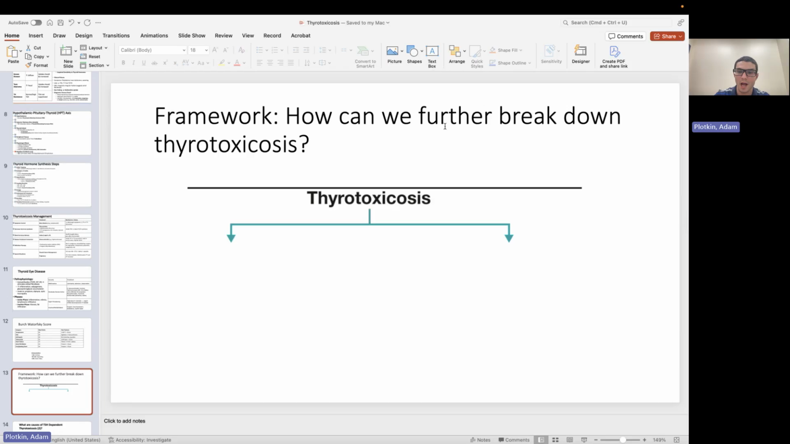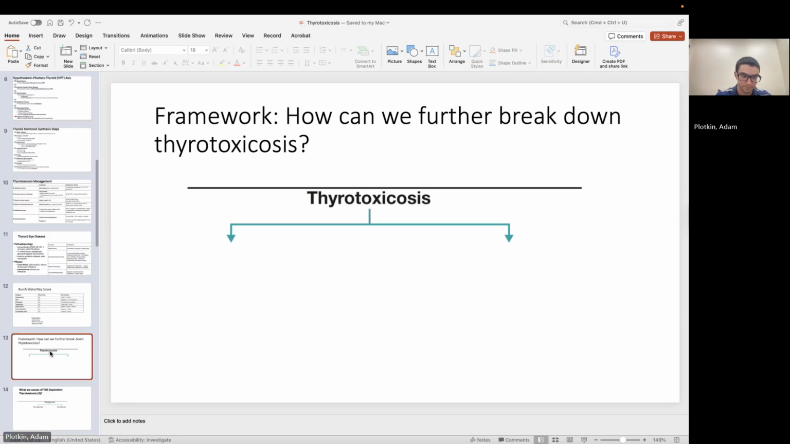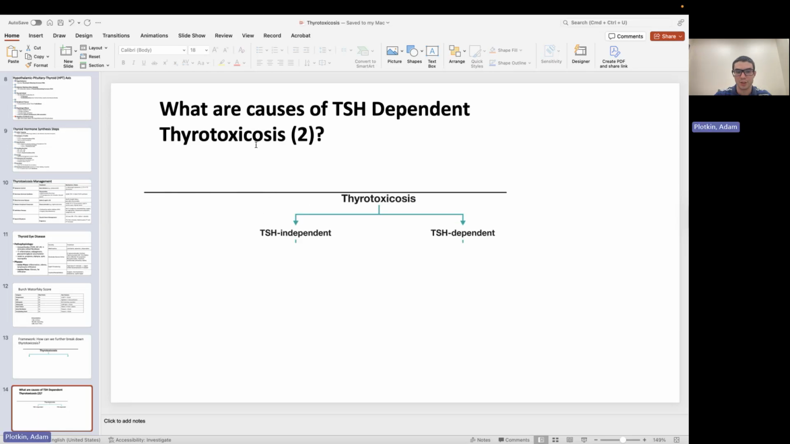All right. So how can we further break down thyrotoxicosis? I can break it down 2 ways. So pause your screen and think about how you would want to classify a patient with thyrotoxicosis in broad buckets. So I think about thyrotoxicosis as TSH independent or TSH dependent, right? So is TSH running the show? Do we have an increased amount of TSH that's stimulating my thyroid hormone? Or is the thyroid hormone coming from somewhere else and actually inhibiting TSH? So I don't need TSH in the process.